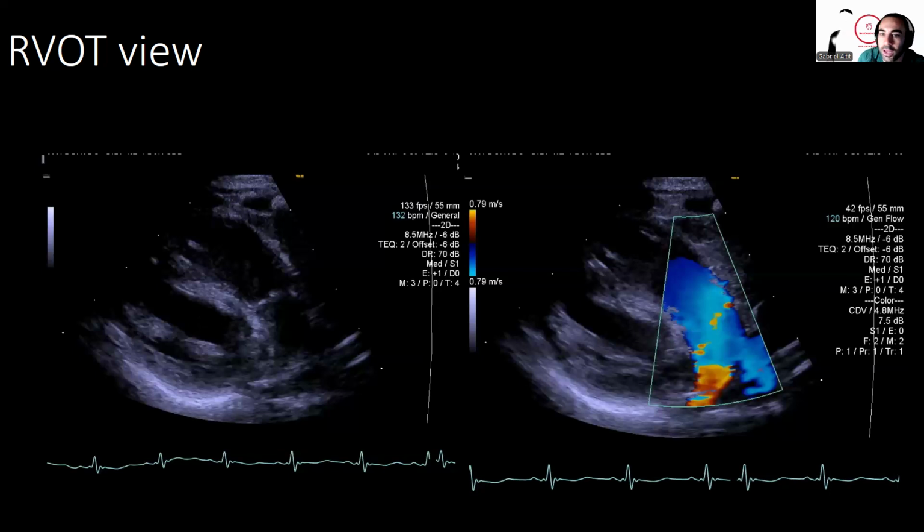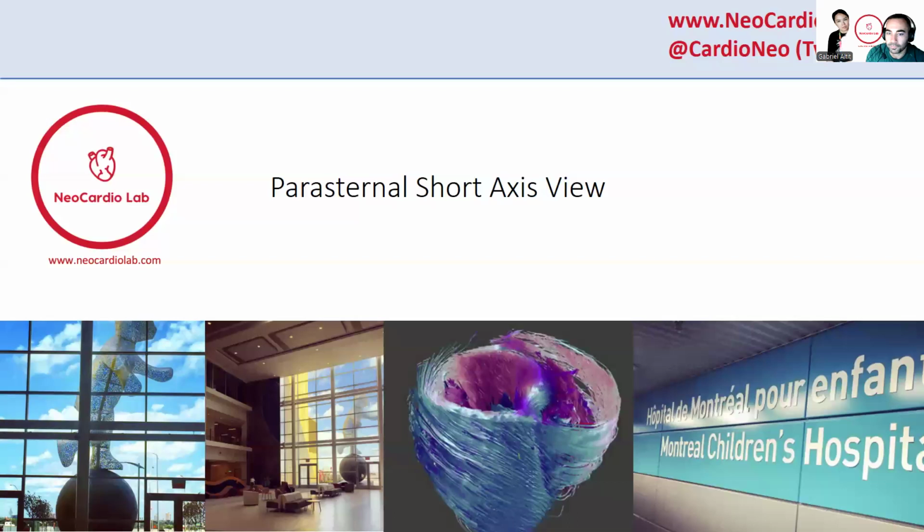And these concepts apply also for a PDA, for example. If you have a large PDA that is unrestrictive, the velocities of equalization would be at very low velocity. So you may need a lower Nyquist to actually see the bulk of the directionality.